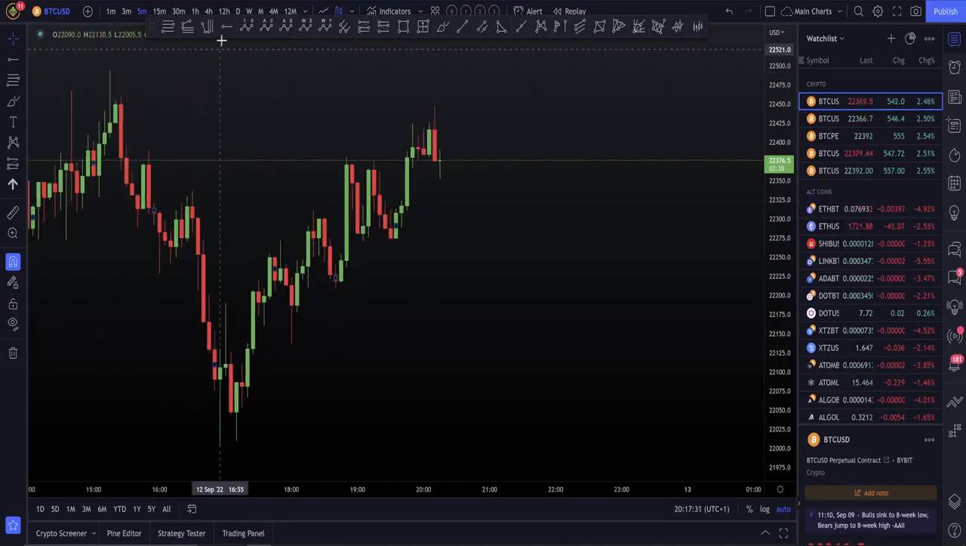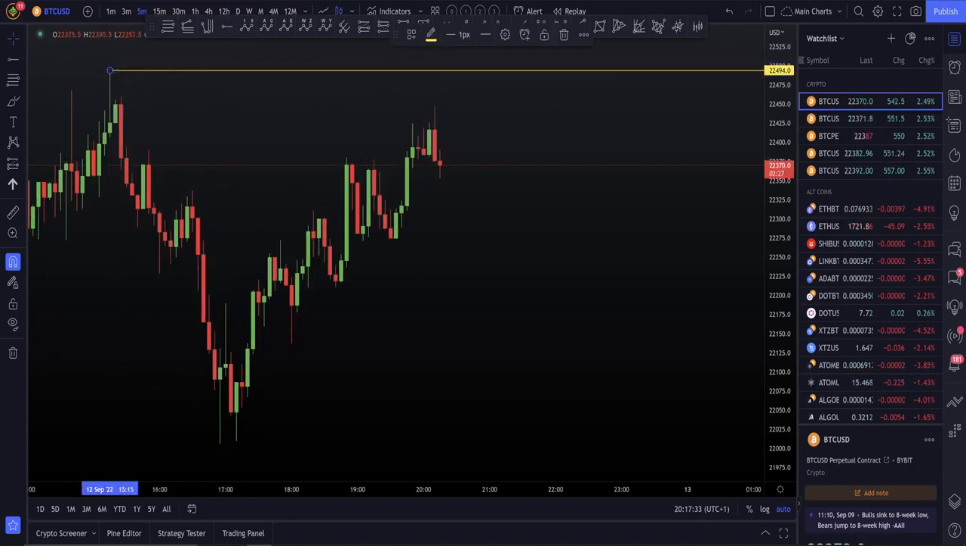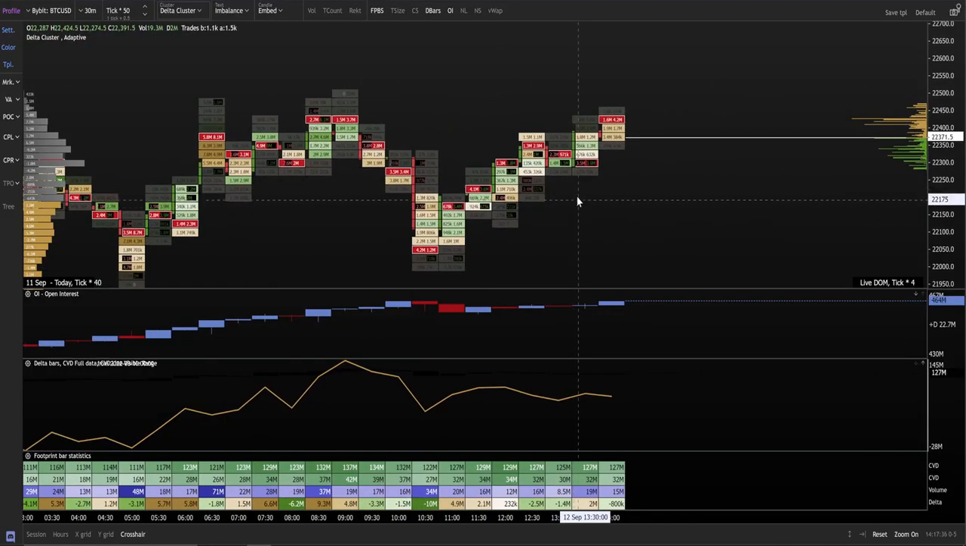So once again, what I will be looking at is this high. I'll be looking at the order flow. I'll be seeing if we get any of those trapped traders, and I can make an informed decision.